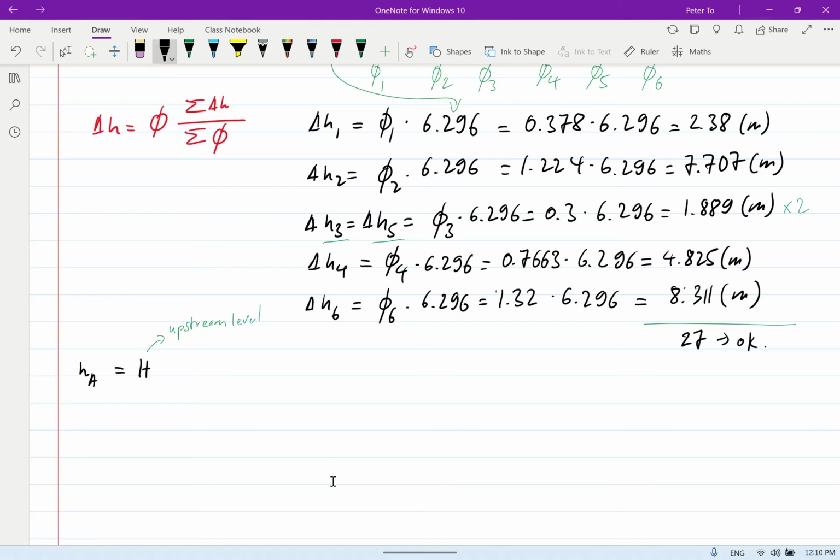Then I have to minus the water loss before that fragment. So I have HA equal to 27 minus delta H1 minus delta H2, which is 27 minus 2.380 minus 7.707, and it is 16.91 meter.